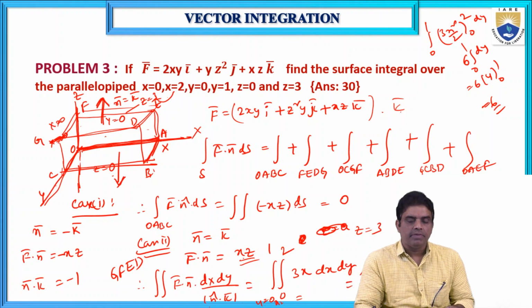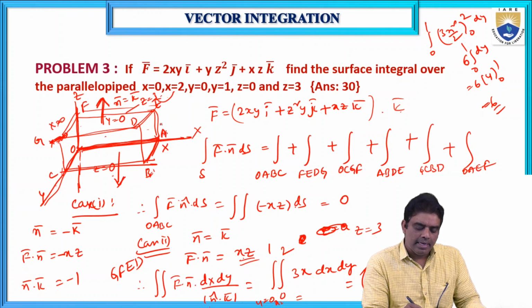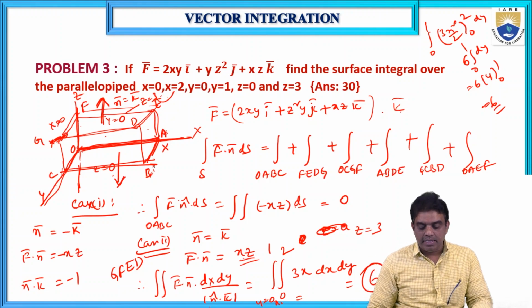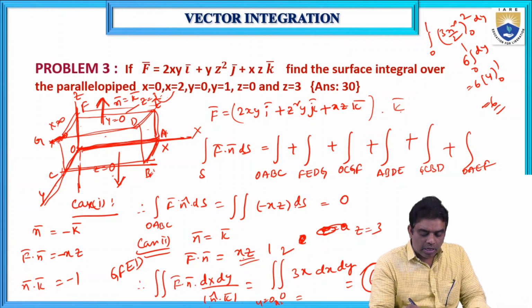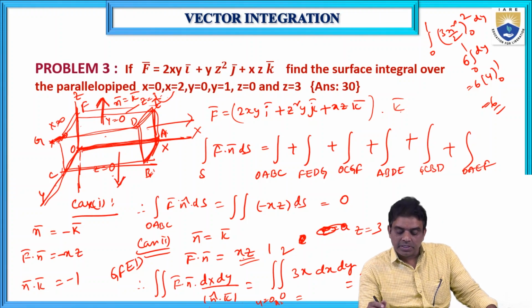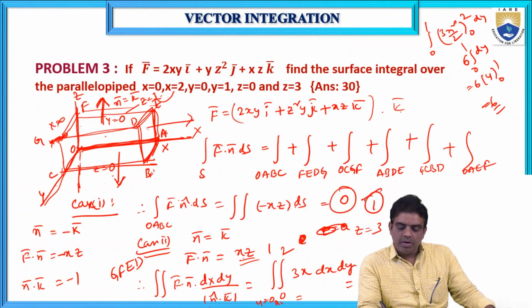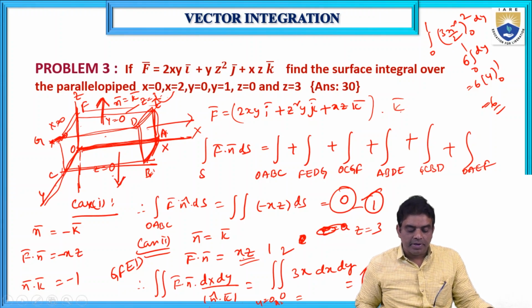In this way, what is the other surface to calculate? You can calculate ABDE. What is the outward normal vector for this? The outward normal vector is in the direction of x, that is i bar. This is the first value, and this is the second equation, and the third equation for the surface ABDE.